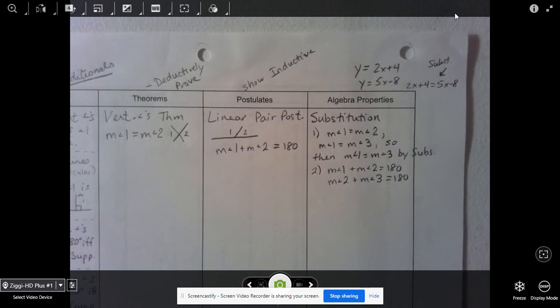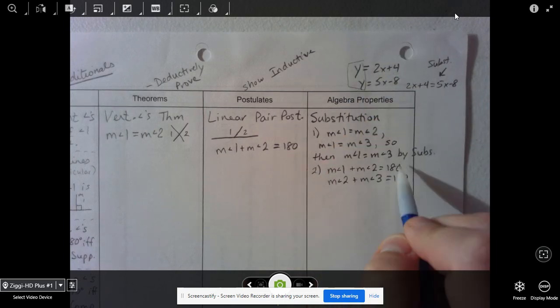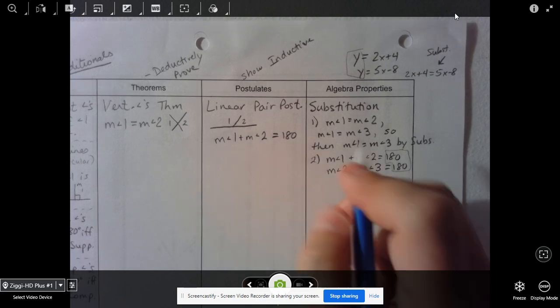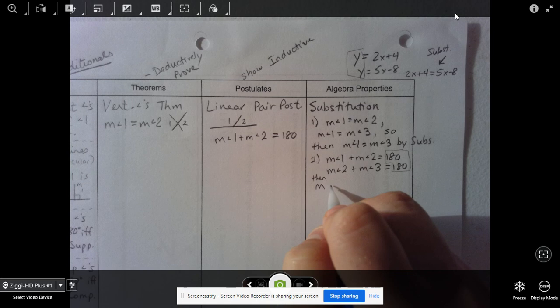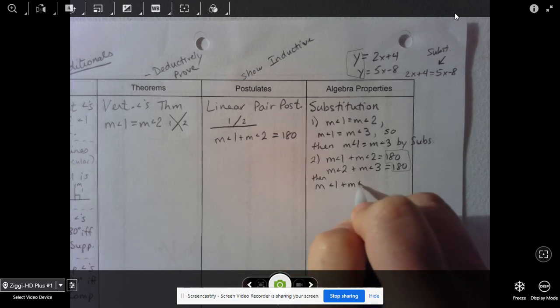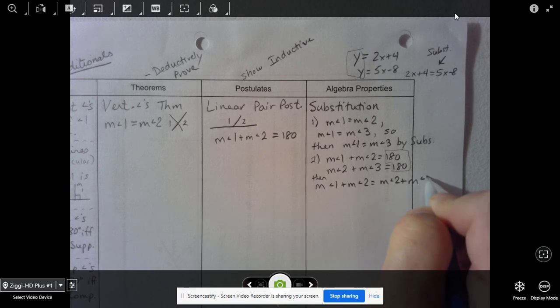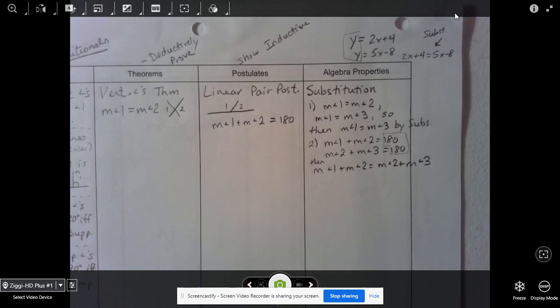Well, we're going to do the same thing in geometry, but instead of having y, we have them equal to the same numerical value. So substitution allows us to say, I'm going to put then the measure of angle 1 plus the measure of angle 2 equals the measure of angle 2 plus the measure of angle 3. So that's what substitution allows us to do.